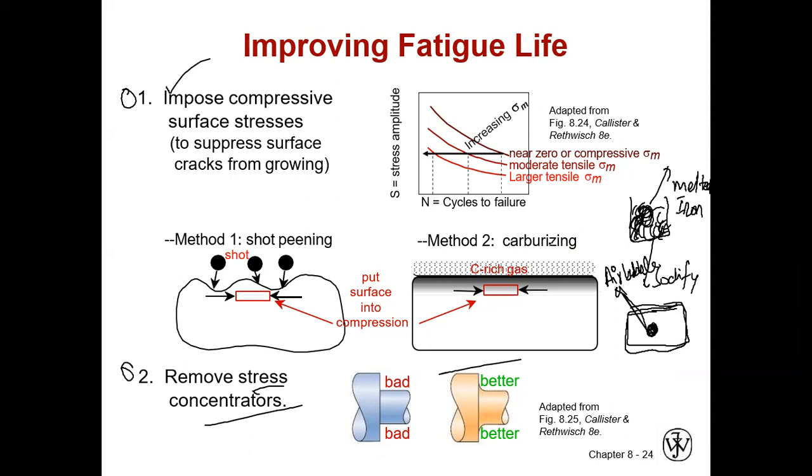And we can improve this by carburizing. Okay, so what is carburizing? This is my iron, right?